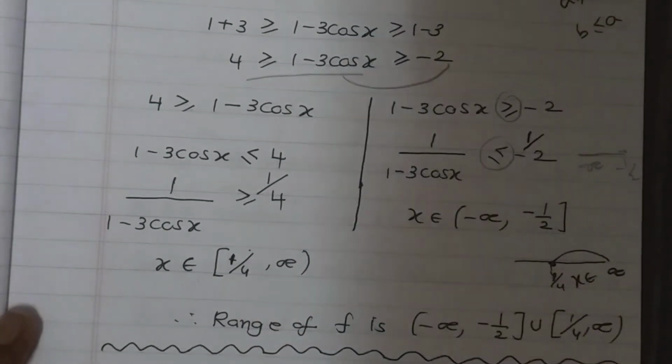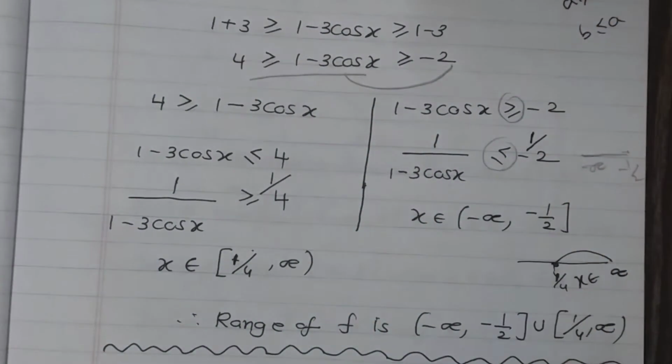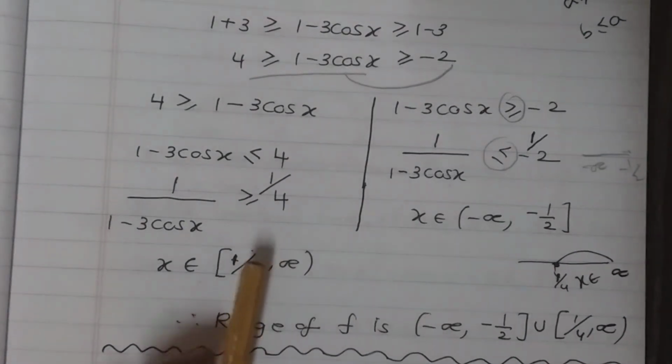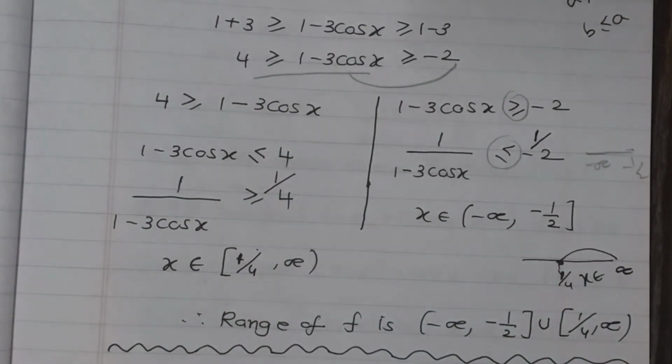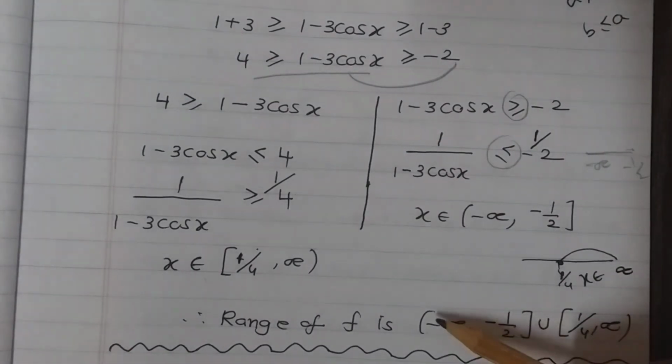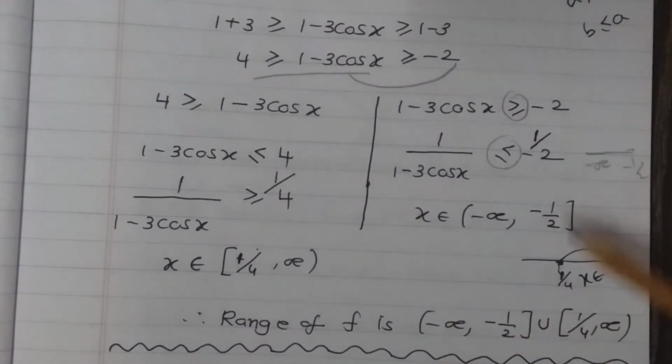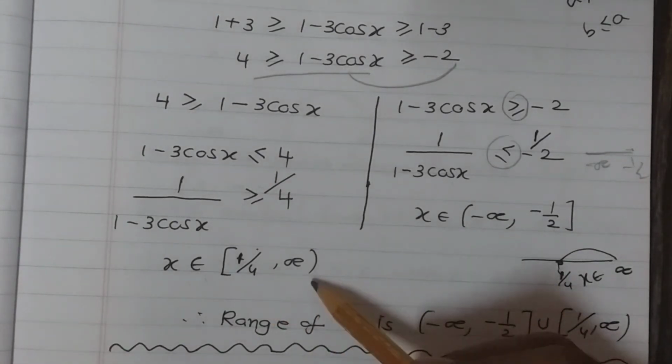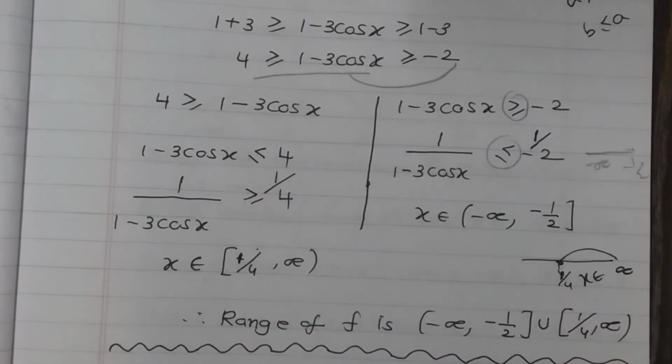So what is the range? Combine both these values. Okay, this interval also it can take, that interval also it can take. That's why the union of these two intervals. So the range of f is minus infinity to minus 1 by 2, first I am writing the negative values, union, then the positive values, 1 by 4 comma infinity.